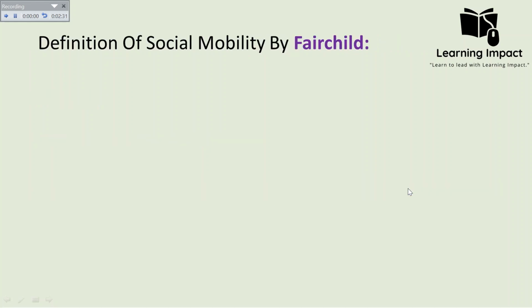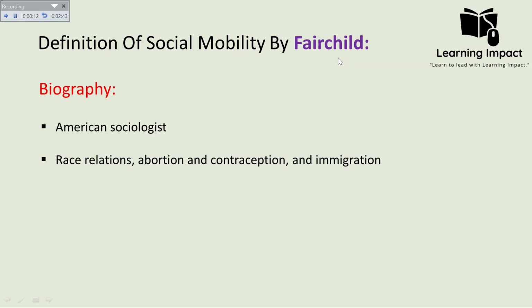Now we will discuss the other definition, which is more inclusive and was given by Fairchild. First, we have to look into a brief biography of Fairchild. He was an American sociologist, and he was also very vocal about controversial issues like race relations, abortion, contraception, and immigration. These were among the most debatable issues discussed in American society, and Fairchild was vocal in giving his opinion on such controversial issues in that society.